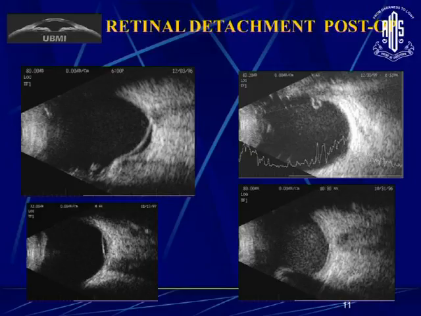And the vitreous hemorrhage which occurs in a vitrectomized patient, most important is to increase the gain. If you do it at normal gain, you may miss out on a vitreous hemorrhage because there is no gel. The echogenicities are very, very low.